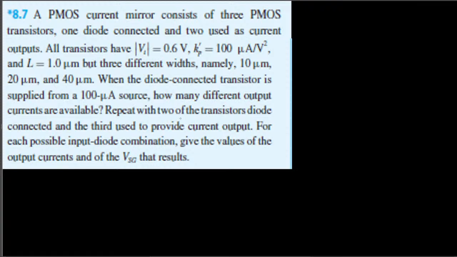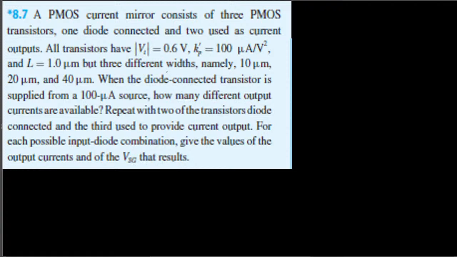Repeat with 2 of the transistors diode connected and the third used to provide current output. For each possible input diode combination, give the values of the output currents and of the VSG that results.